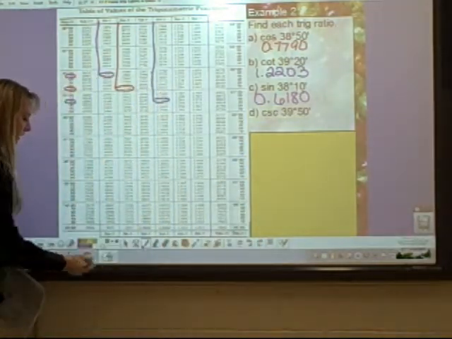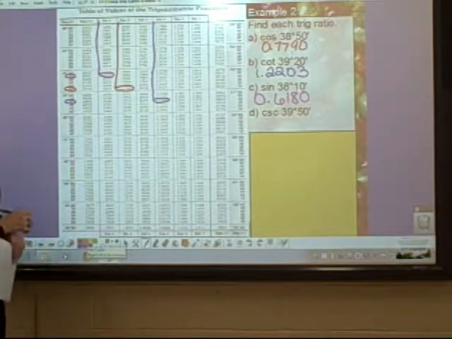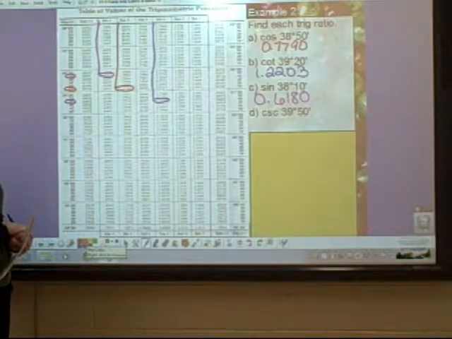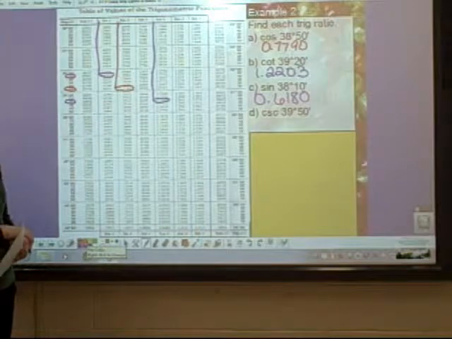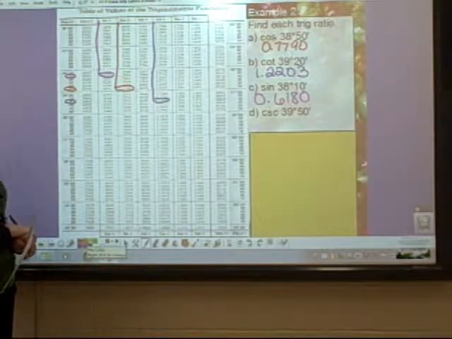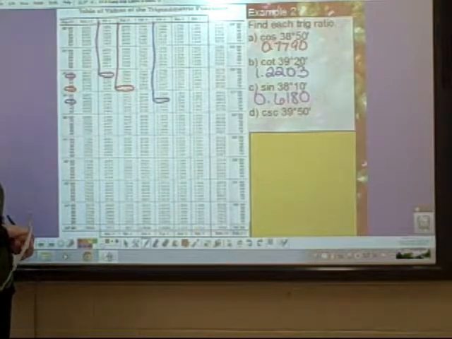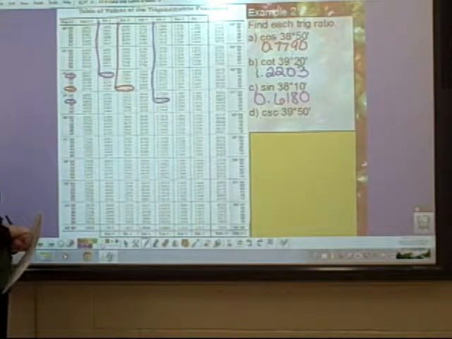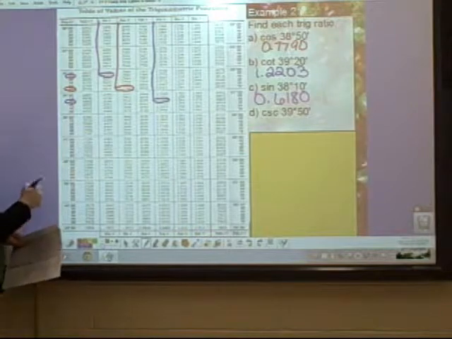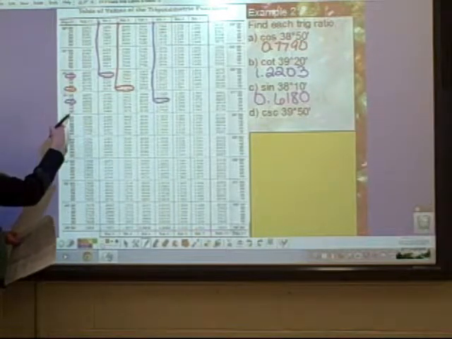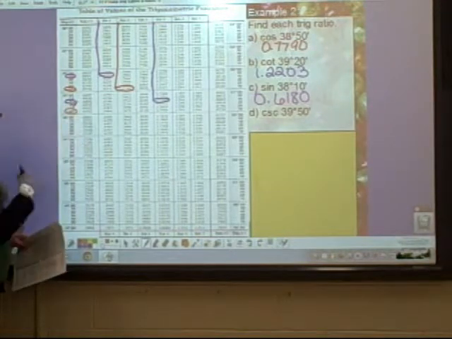Try this one. The cosecant of 39 degrees, 50 minutes. First thing I did was find 39 degrees, 50 minutes in my head, which is right there.